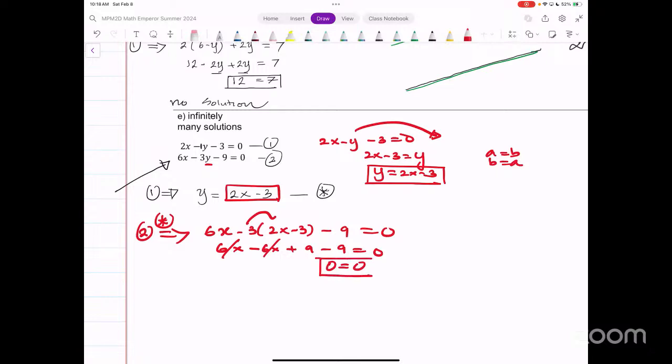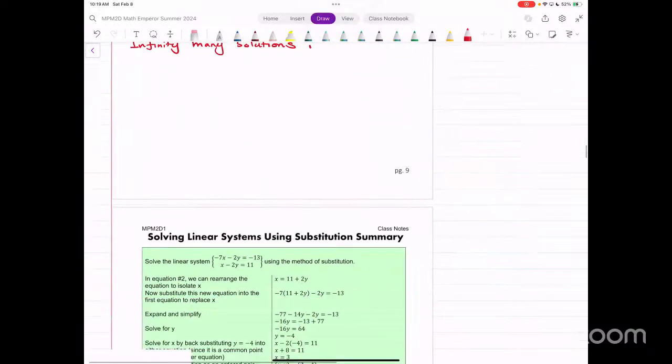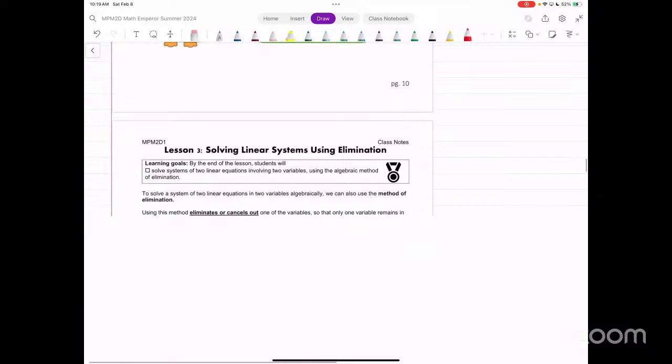When you end up with 0 is equal to 0, or 1 is equal to 1, we can say infinitely many solutions. Pretty cool. Yes, no, yes. Yeah. Okay.